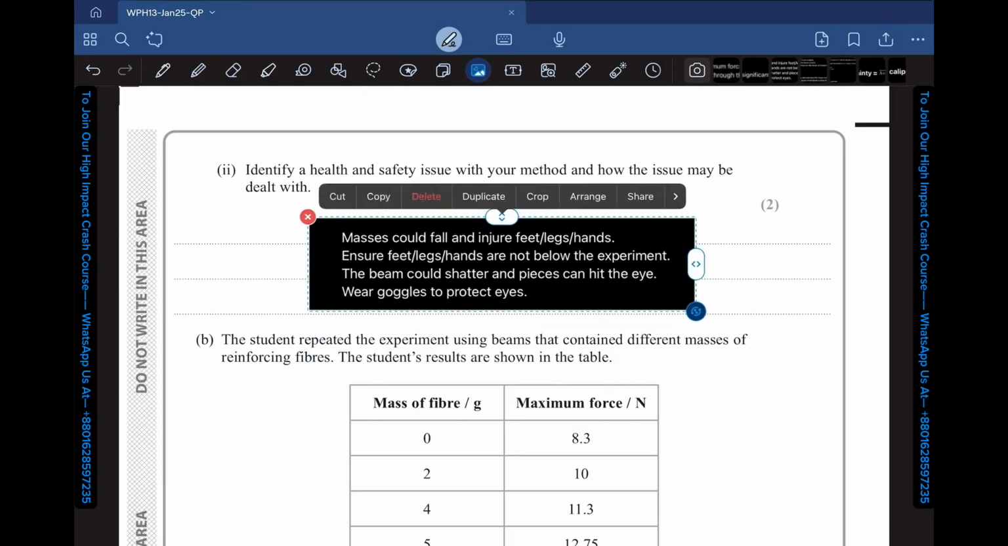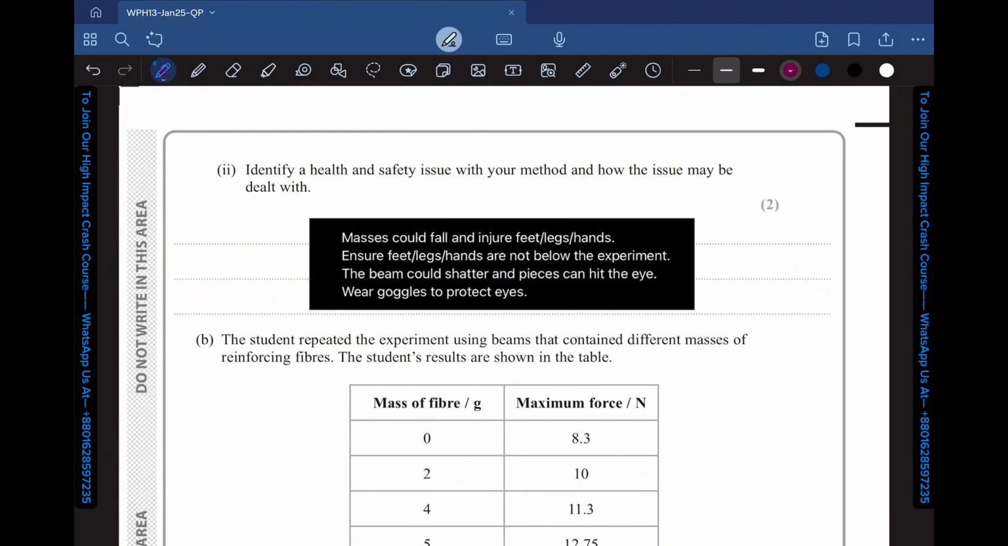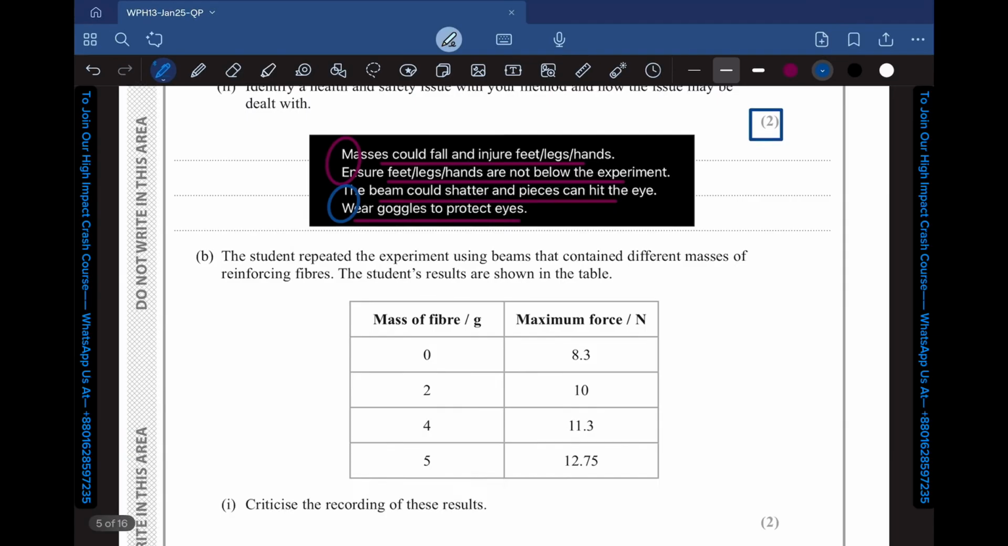So this is going to be our correct answer: masses could fall and injure feet, legs or hands, so we can ensure that our feet or legs are not below the experiment. Another thing is the beam could shatter and pieces can hit the eye, so wear goggles to protect it. I have given 4 points. You can write either these two or these two. This is a 2 marks question, but I have still given 4 points so that you can know 2 more points, because it's important to understand the scenario, right?